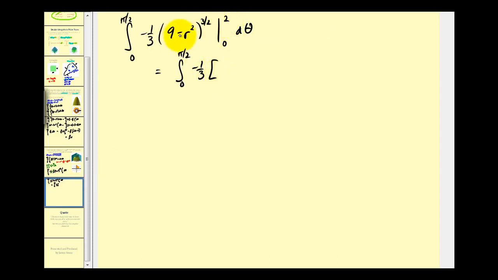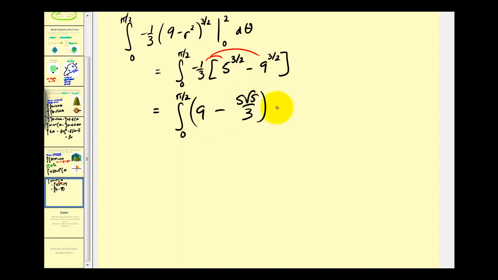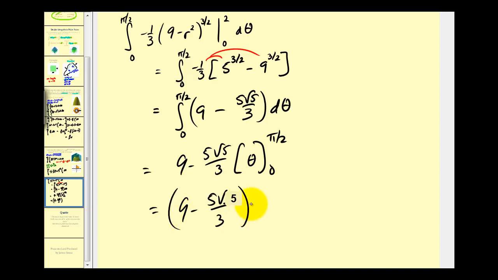So when r is equal to 2, we're going to have 9 minus 4. It's going to be 5 to the 3/2. And then when r is 0, we're going to have 9 to the 3/2. Let's go and distribute here. Negative 1/3 times negative 9 to the 3/2, that's going to give us a positive 9. Then we'll have minus, and here we'd have 5 square root 5 all over 3. This is just a constant. So we're going to have 9 minus 5 square root 5 over 3 theta times pi over 2.